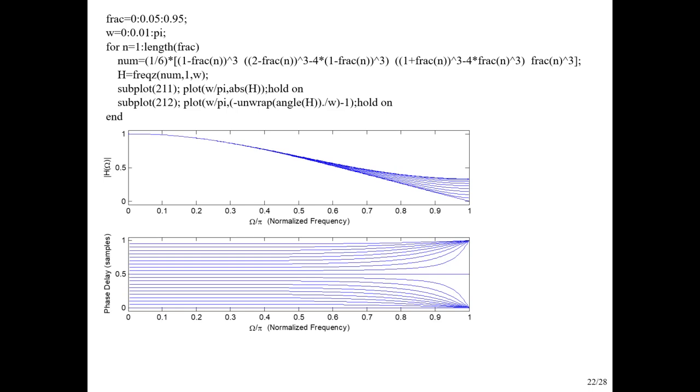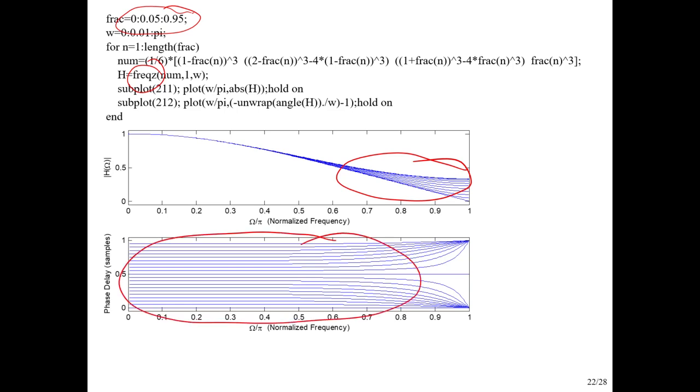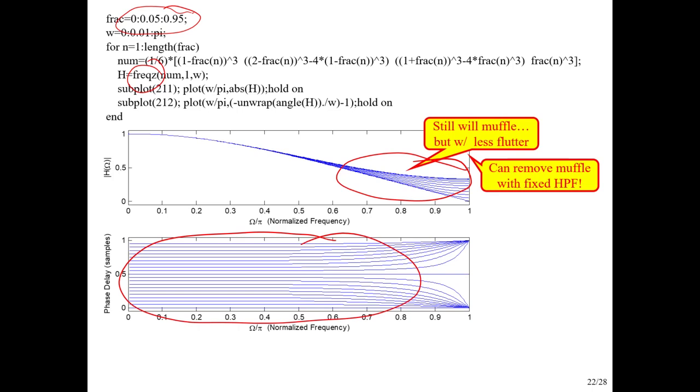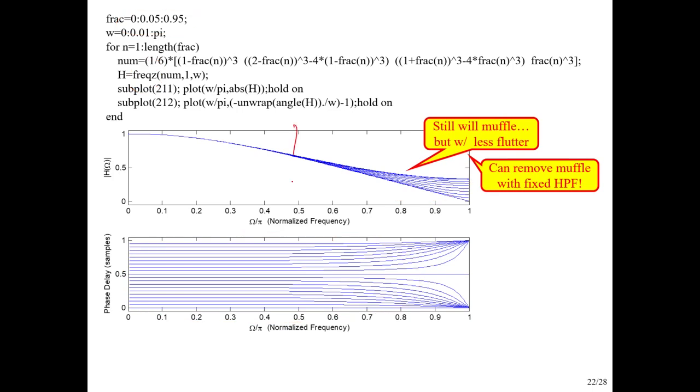So I'm just showing you some code that I used. I'm just using freqz, and I'm looping through a bunch of frac values. And we see that, okay, it does fix the flutter, but it doesn't fix the low pass muffle. Gives us great performance on the phase. Does a really good job on that. And by the time we get down to here, the flutter is almost non-existent. But we still have that low pass kind of drop off.